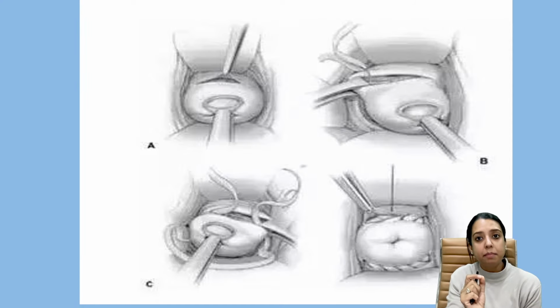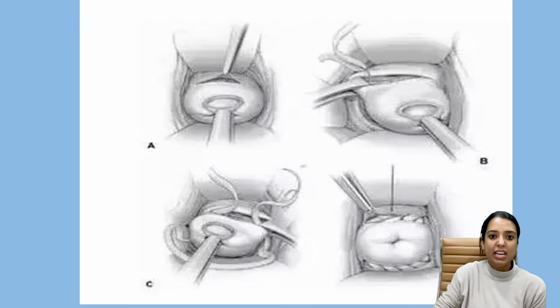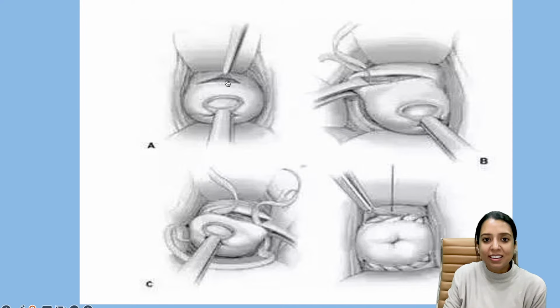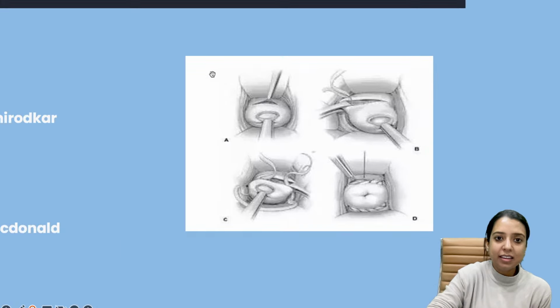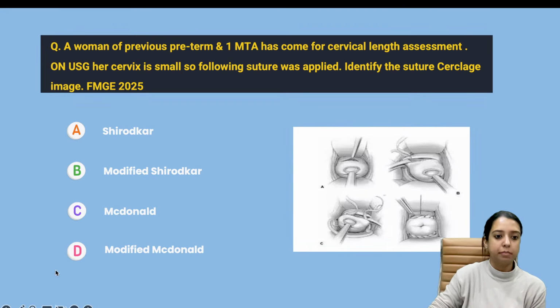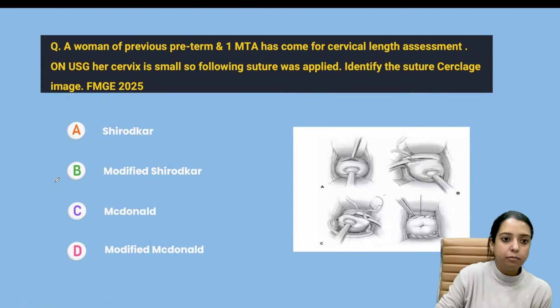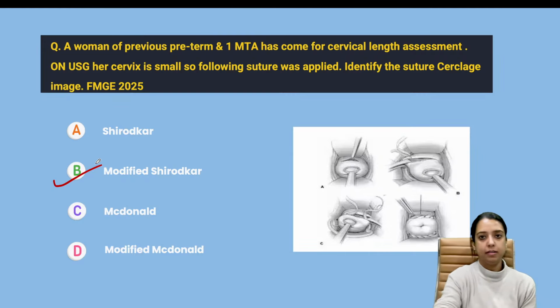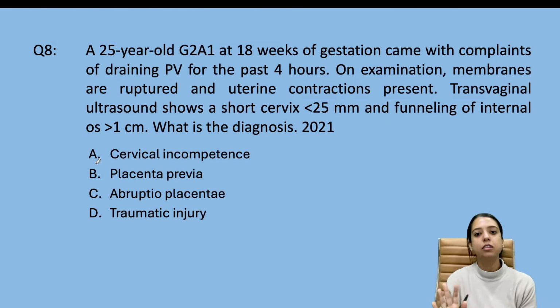McDonald is very easy. In McDonald you don't make a cut on the cervix. You simply take the needle and tie the suture around the cervix. You don't cut this cervical ligament. So here, where this ligament is cut, this is the modified Shirodkar's method. In McDonald's, you don't cut the cervical ligament. You just apply the suture. It is the easiest one.